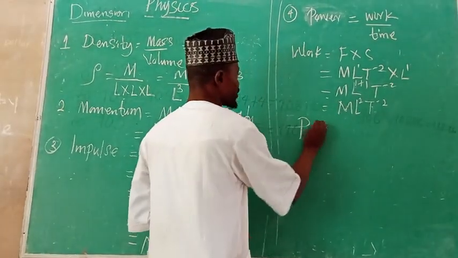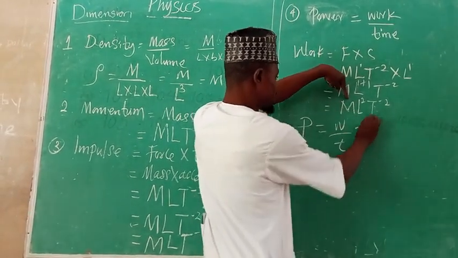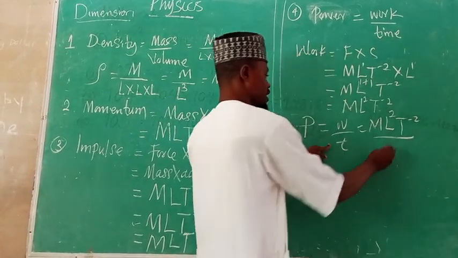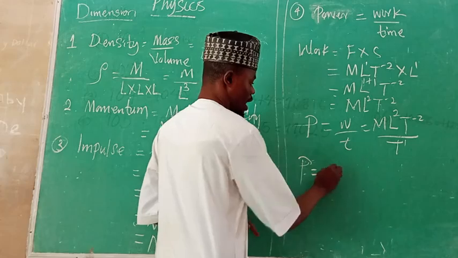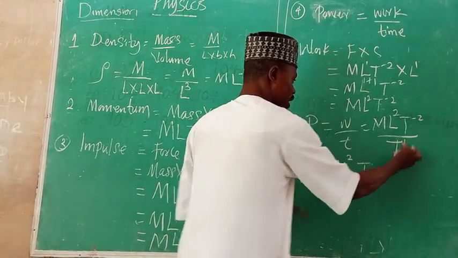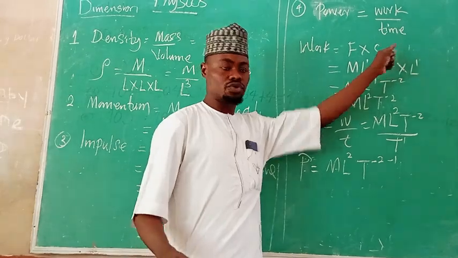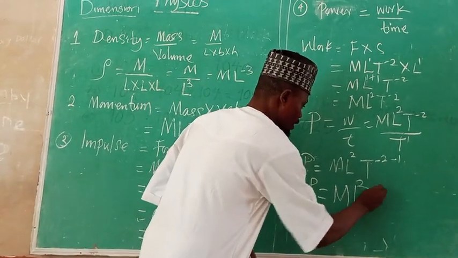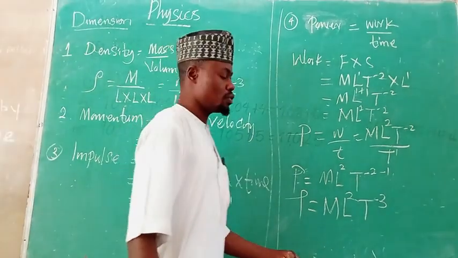We now have power is equal to work over time. What is work? The dimension for work is M L squared T raised to power minus 2, all over T raised to power 1. We now have power is equal to M L squared T raised to power minus 2. If T comes up, it will change to minus 1 when it goes up, so minus 2 then minus 1. We now have P is equal to M L squared T raised to power minus 3. This is the dimension for power. Thank you and peace out.